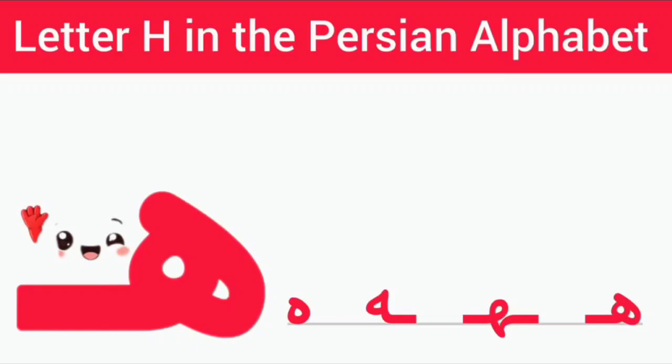Alright, now that you're familiar with the letter He, look at these words and try to find it. If it looks a little challenging at first, don't worry. In this video, we will use simple examples to help you recognize different shapes of letter He, so you will be able to easily spot it in any Persian words.